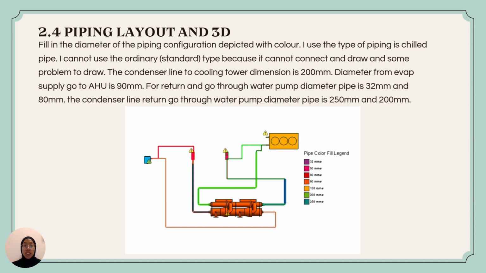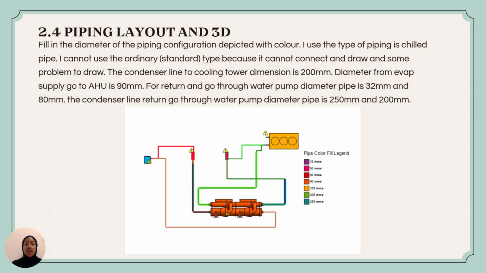Configuration depicted with the color. I use the type piping is chill water piping because I cannot use the ordinary, which is a standard type, because it cannot connect and draw when I use the standard piping type. There is some problem to draw and connect when I draw my piping.